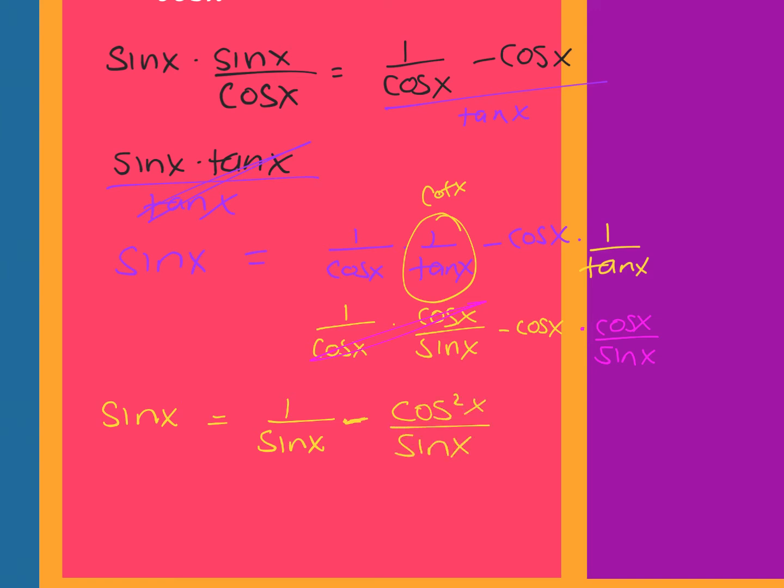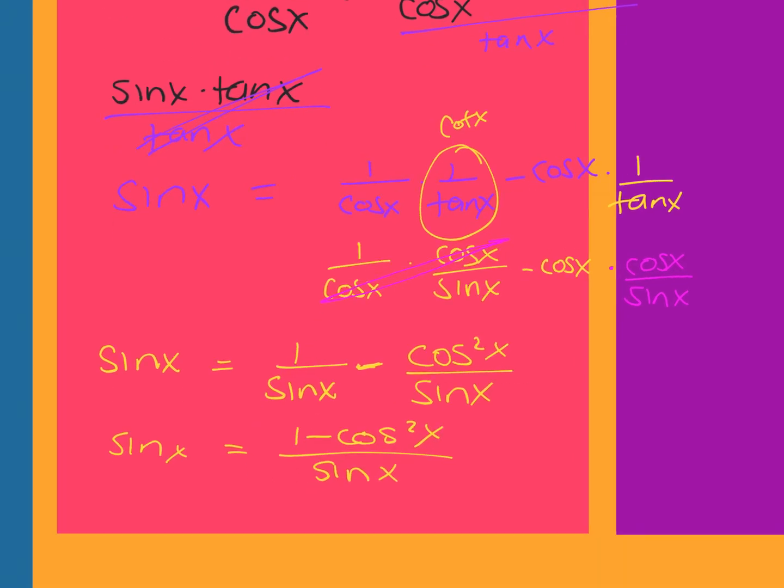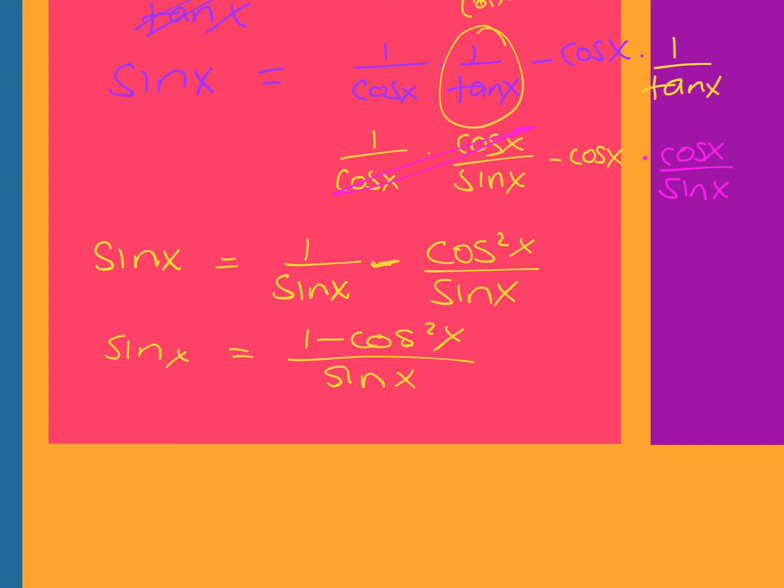And then from there, did you combine that into one fraction? Yeah. And then 1 minus cosine squared is the same thing as sine squared.